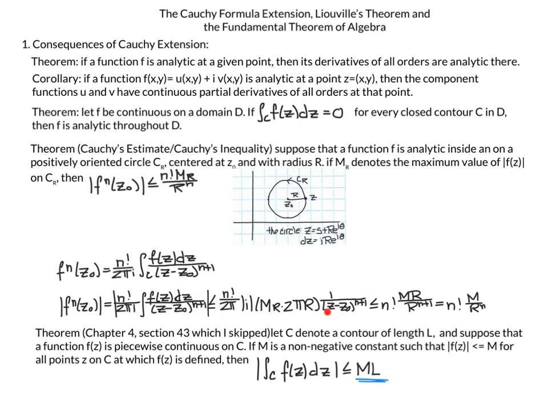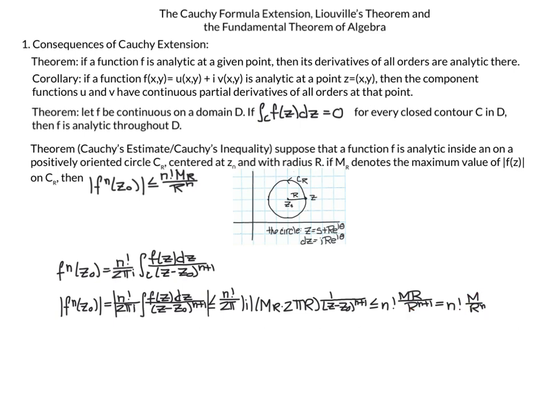So this whole thing here will be less than r to the n plus 1. Again, I replaced the z minus z naught with r, but I also replaced it knowing that it'll be less than r to the n plus 1. So these cancel out, and I get n factorial m over r^n. And this is exactly what I wanted to show, that the absolute value of the nth derivative at z naught is less than or equal to n factorial m over r^n.